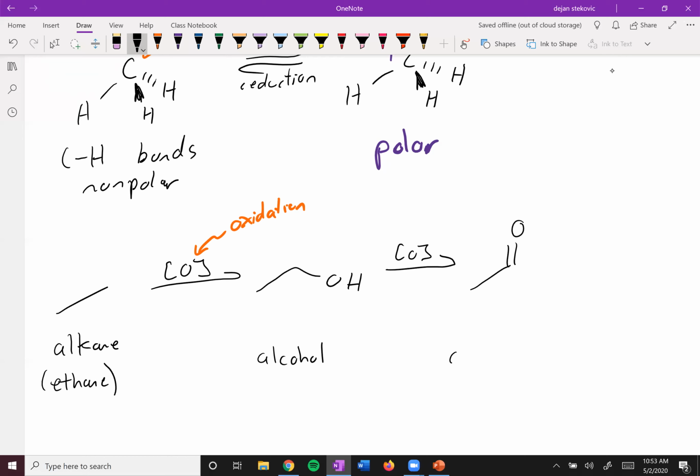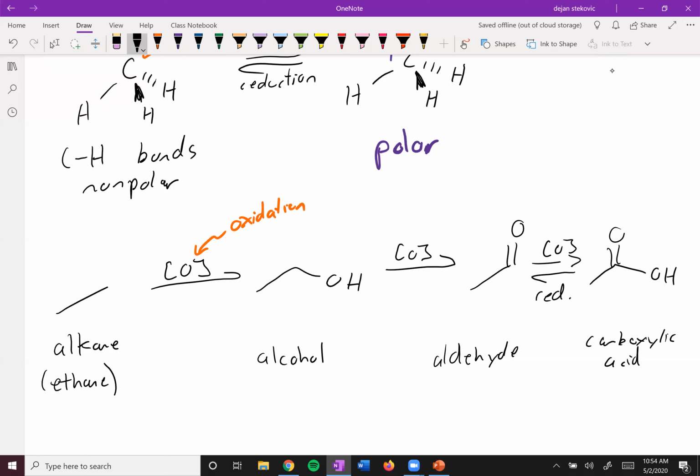So there's an aldehyde. And then we could even further oxidize this into a carboxylic acid. And of course, we can go in the reverse direction as well. That would be reduction.